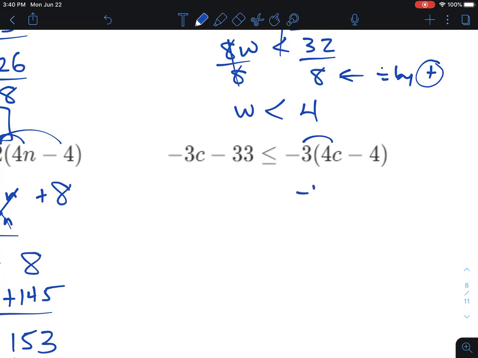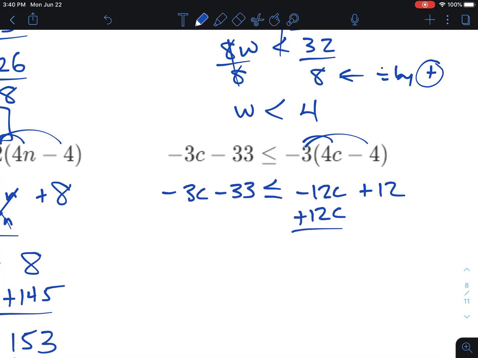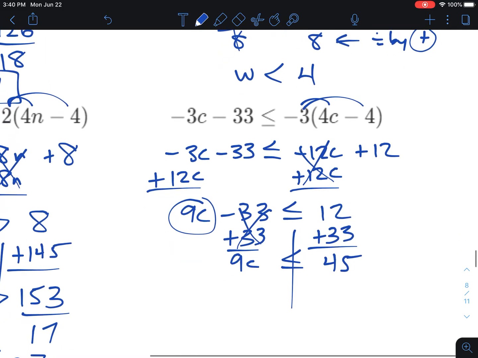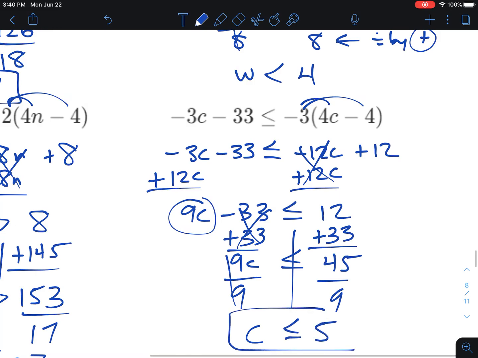One more example here. Let's multiply in, distribute in, negative 12c plus 12. Keep the symbol, keep the left side, move the smaller variable over. You can move either one, I just move the smaller one because it's easier. 9c minus 33 is less than or equal to 12. Two-step, add the 33 over to get rid of that constant. This is 45, this is 9c because that's gone. Divide by positive 9. Again, dividing by a positive does not flip the symbol. So we're done. There's the answer. That's how we solve equations and inequalities that involve distributing with variables on both sides.